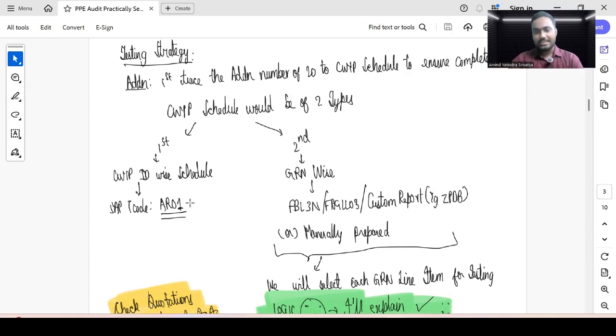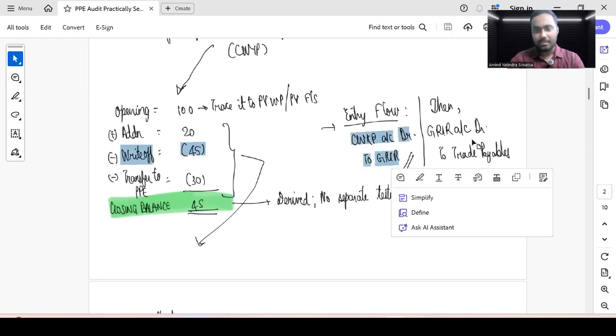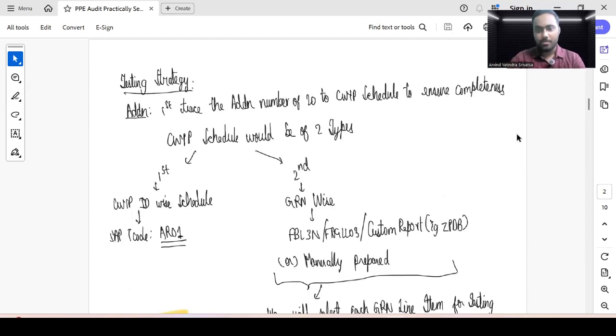Okay, there is also a second listing, guys. You might be confused as to what is the second listing. Very simple, guys. The second listing, as I told you earlier, relates to the entry which you will be passing for CWIP addition. CWIP account debit to GRIR, GRIR debit to your capital creditors. I hope you understood this.